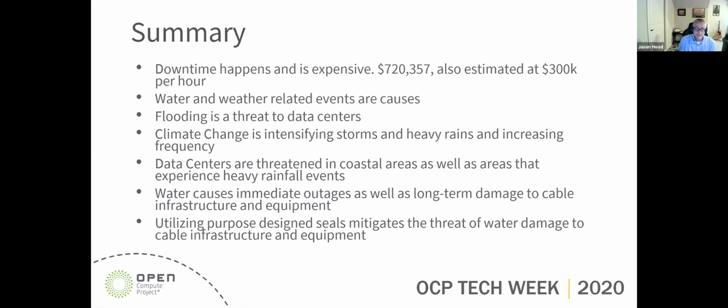So in summary, again, downtime happens, it's expensive. Water and weather related events are the causes. Flooding is a threat to data centers, and climate change is intensifying storms and heavy rain. So we do see that happening. And even if you're not in a coastal area, there's still a threat of water. We work with a lot of customers that are not in coastal areas at all, but they're seeing high water table levels causing ingress of water into substations and outside plant, and causing downtime.